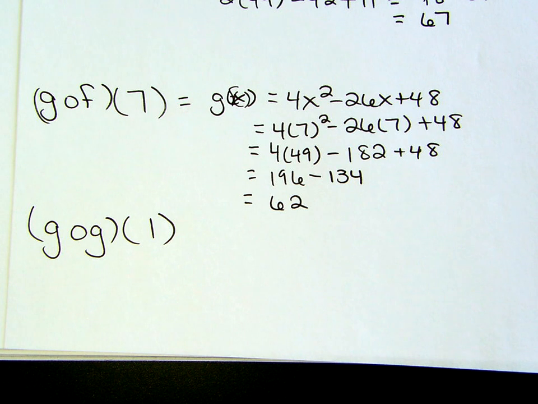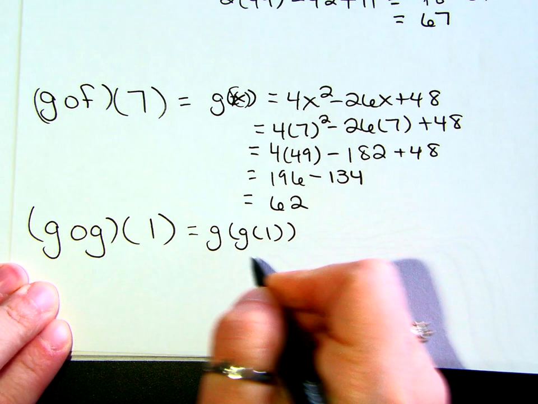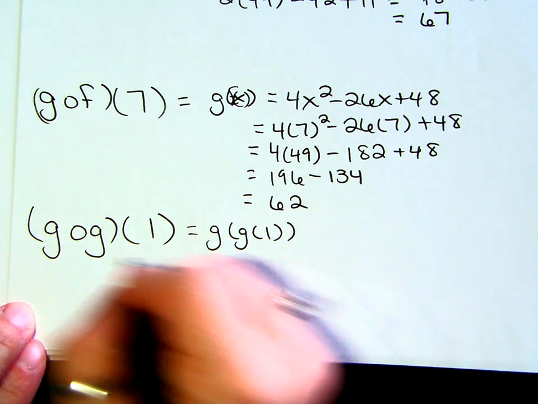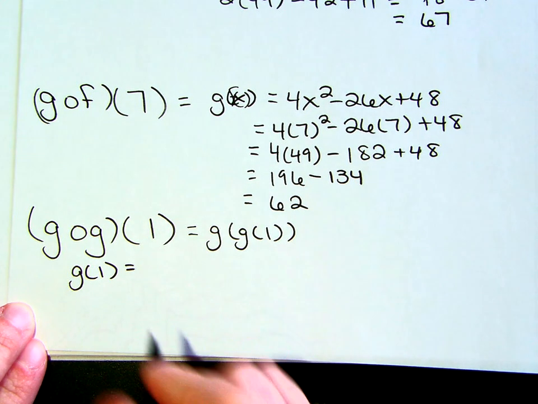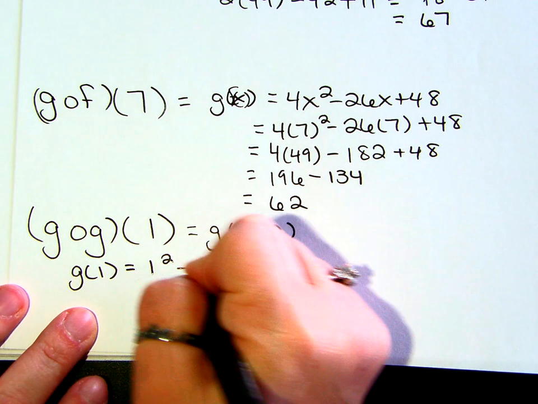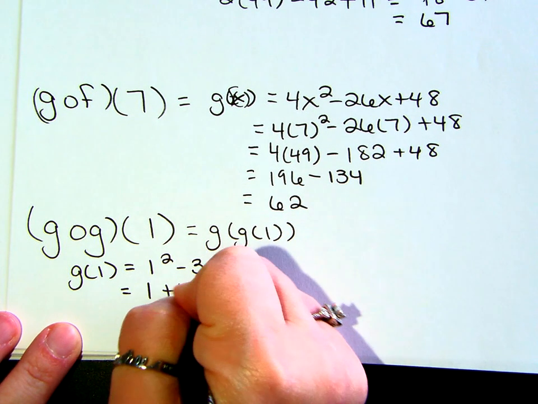Now for the g of g of 1, nowhere did they ask you to find g of x. So that's where I'm going to use that other method that I just showed you, where I'm going to find g of 1 first, and then I'm going to plug that into g again and see what I get out. So g of 1, we would plug 1 into that x squared minus 3x plus 8, which would be 1 squared minus 3 times 1, which is 3, plus 8. 1 plus 5, which equals 6.